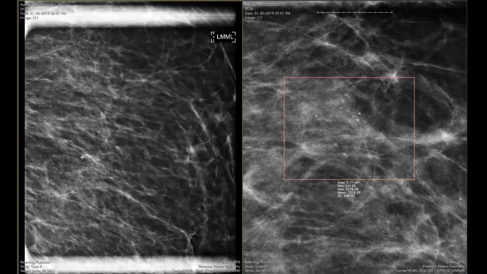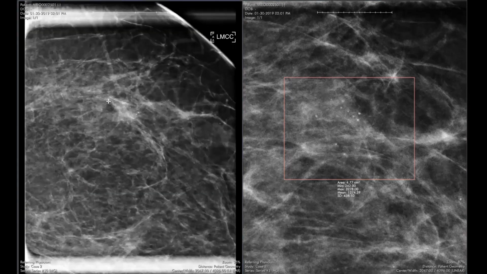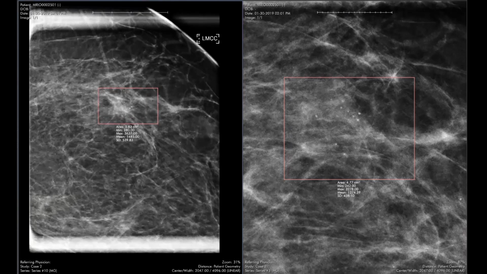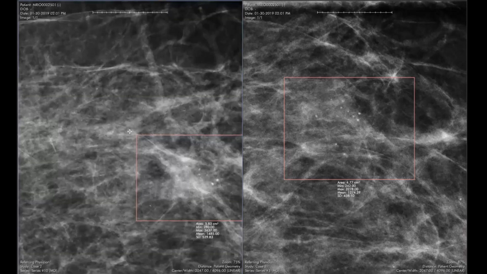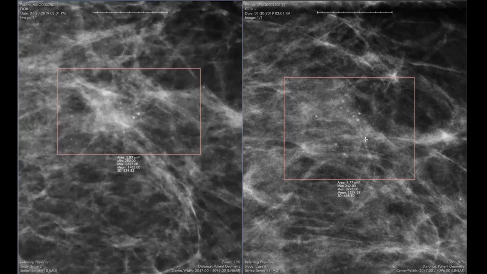This is the 2-year follow-up CC view. And we see those calcifications again. You can zoom in, so they're kind of looking at them at the same size, but we saw no significant changes in our 2 years of follow-up. So after the 2 years of follow-up, we were able to give this a BI-RADS 2 and have the patient then return to screening.